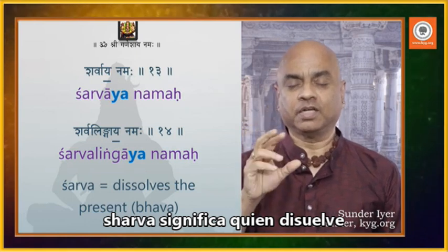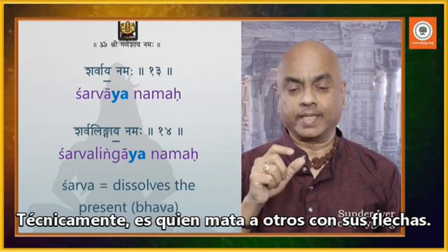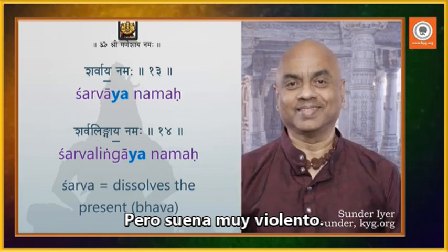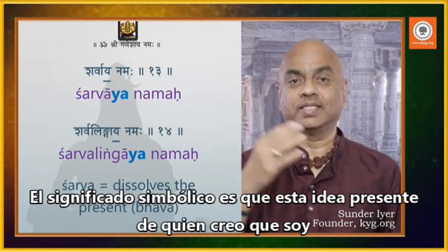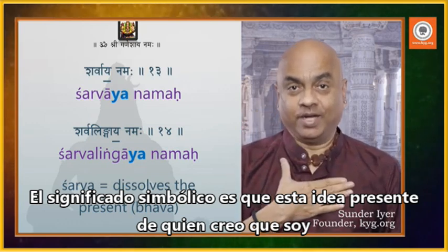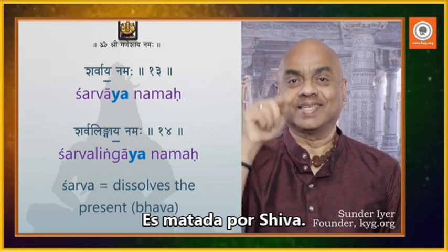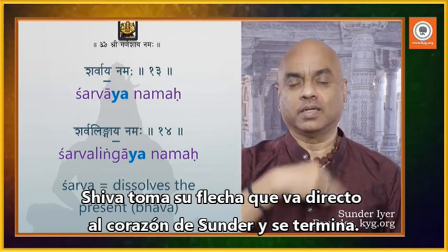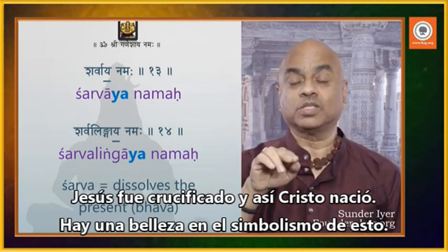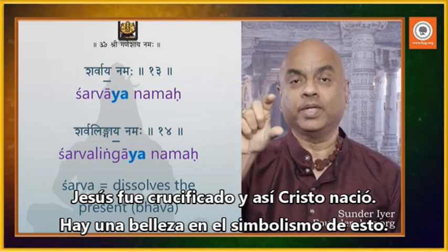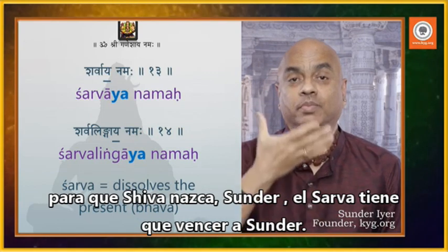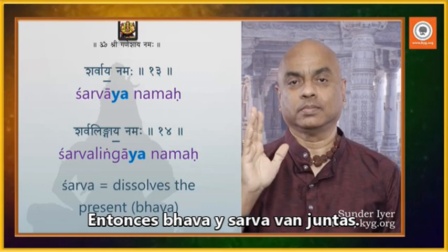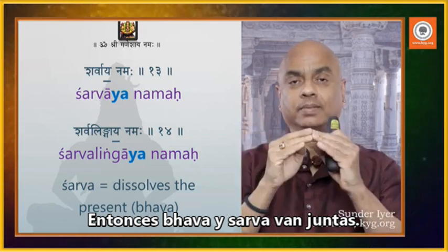Sharva means the one who dissolves. Actually, the technical meaning of Sharva is one who kills others with arrows. Now that sounds very violent. But the symbolic meaning of Sharva is that this Bhava, this present idea of who I think I am, is killed by Shiva. Shiva takes his arrow and shoots it straight into Sundar's heart. So Sundar is finished. Jesus was crucified, so Christ was born. There is a beauty to that story. The symbolism of that is there. For Shiva to be born, the Sharva has to overcome Sundar. Right? So Bhava and Sharva go together.